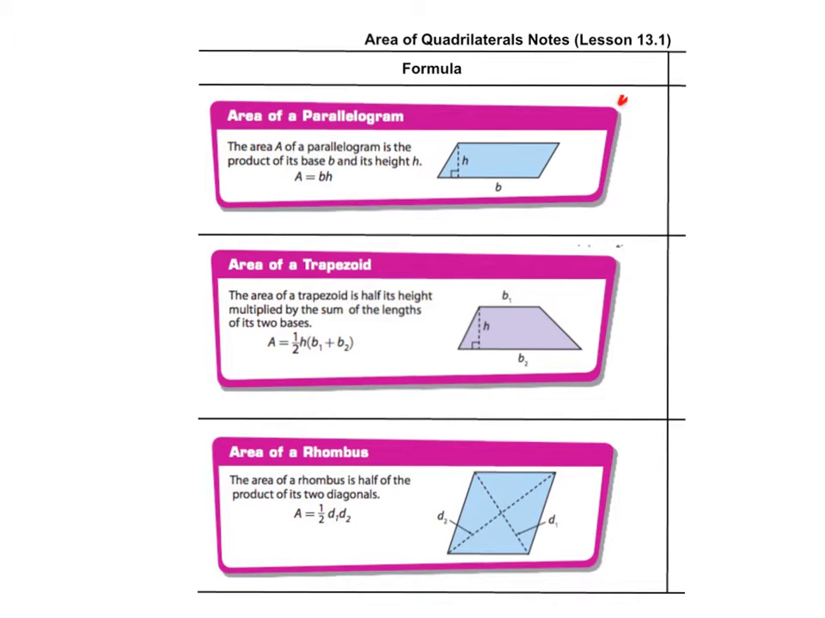I'm going to work through the 5 problems on the exit ticket for 13.1. You need to have these area formulas written somewhere in your notes. The area of a parallelogram equals base times height. Area of a trapezoid equals 1/2 times height times the sum of B1 and B2, base 1 and base 2. And the area of a rhombus equals 1/2 times diagonal 1 times diagonal 2.